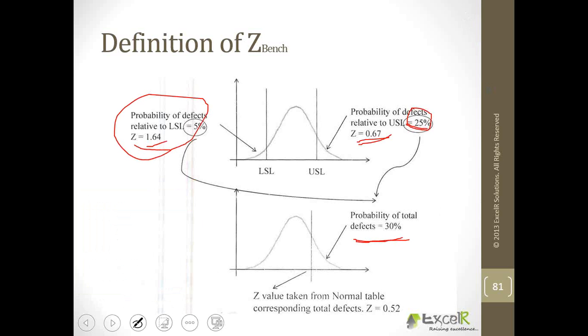How are we getting this? By default, we get it. These values you will have to remember, or you can refer to the table. A Z value is taken from the normal table corresponding to the probability. So how are we getting these values? Let us look at this 5%, 1.64.